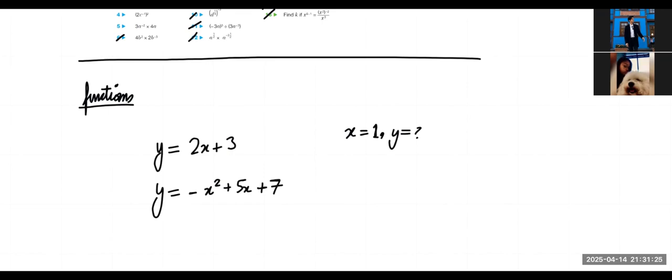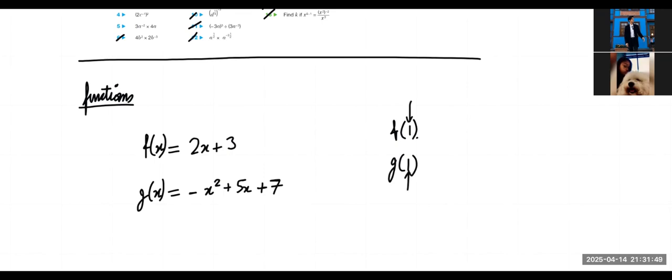That's why what we do is we name the equations now. We say f or g or h or whatever. Okay? So now instead of saying what is y, I will say what is f of 1 or what is g of 1. So the "of" part is me telling you what the input is. That's just me telling you what the input value is. So you don't even need to say when x is 1 anymore because it's obvious. F of 1 means when x is 1.